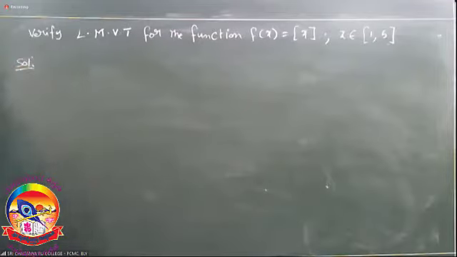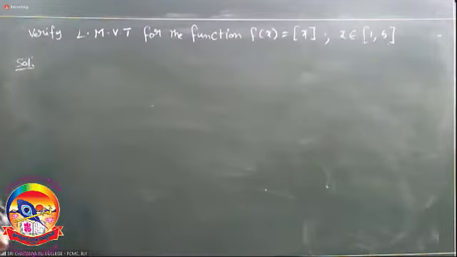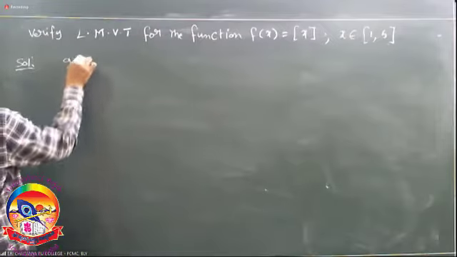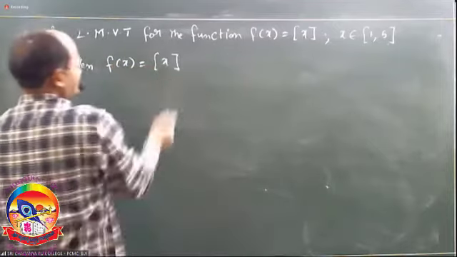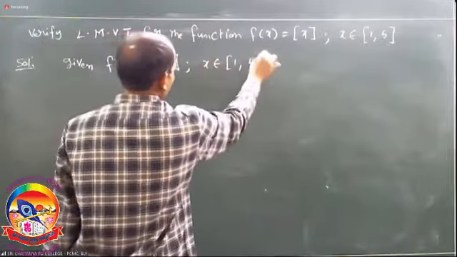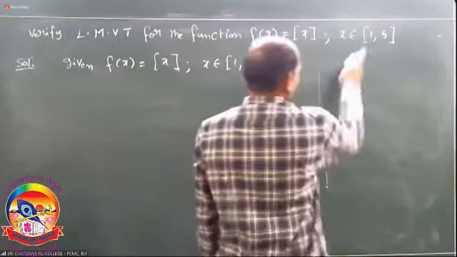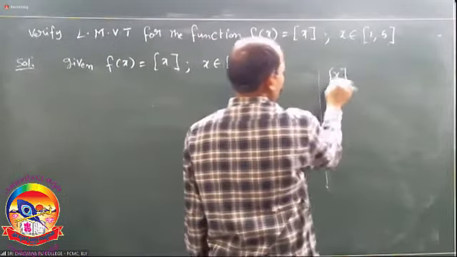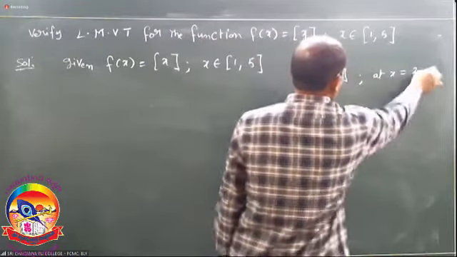How many conditions are there for Lagrange's mean value theorem? Only two conditions. First one, continuous. Second one, differentiable. Given function f of x is equal to the greatest integer function on the interval [1, 5]. You know that the greatest integer function at x equal to, for example, 2.